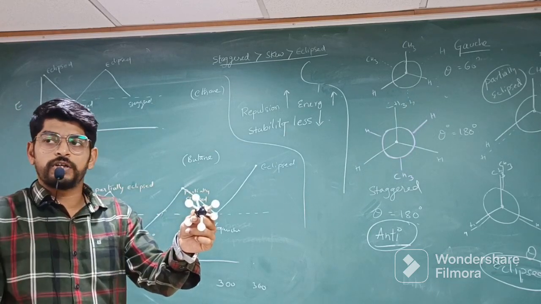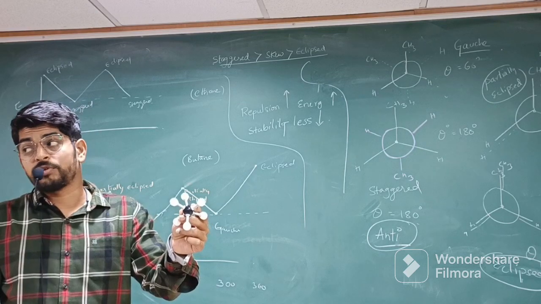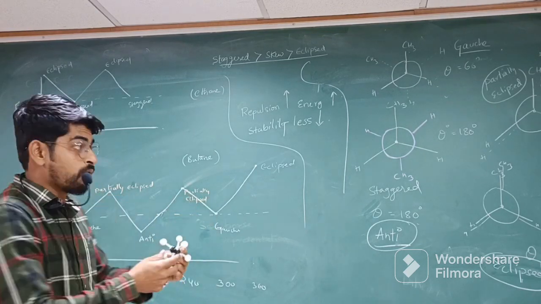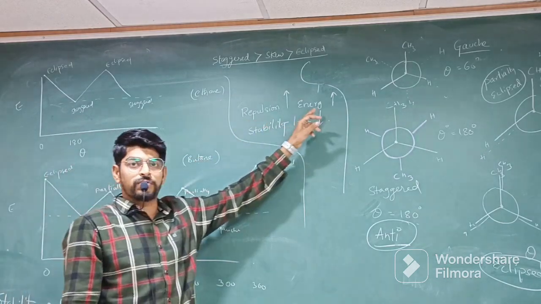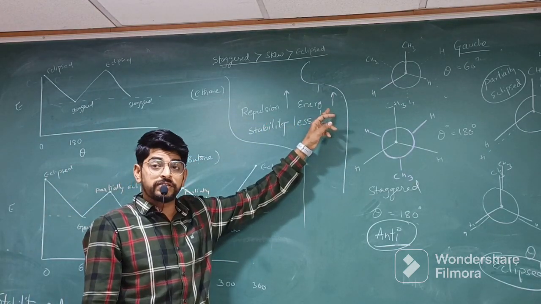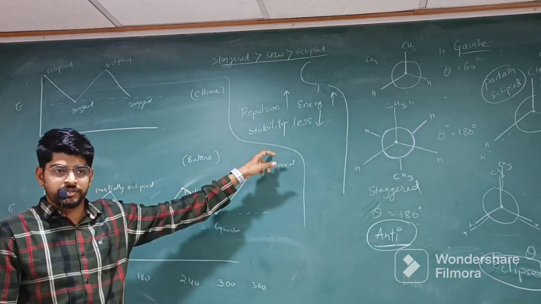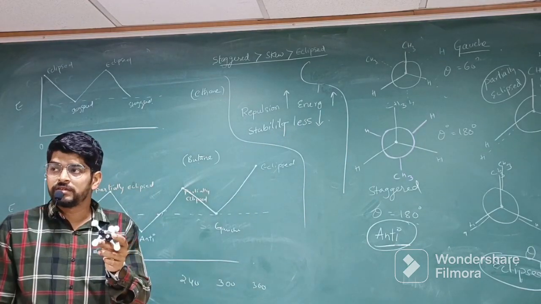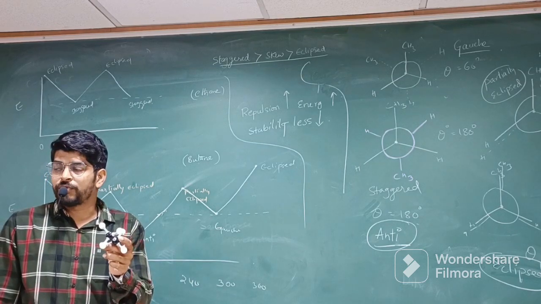So there is low possibility of repulsion in staggered, high possibility of repulsion in eclipsed. If repulsion is more, energy will be more. If energy is more, stability will be less. So repulsion is more in which case, eclipsed or staggered? Eclipsed. Eclipsed repulsion is more.